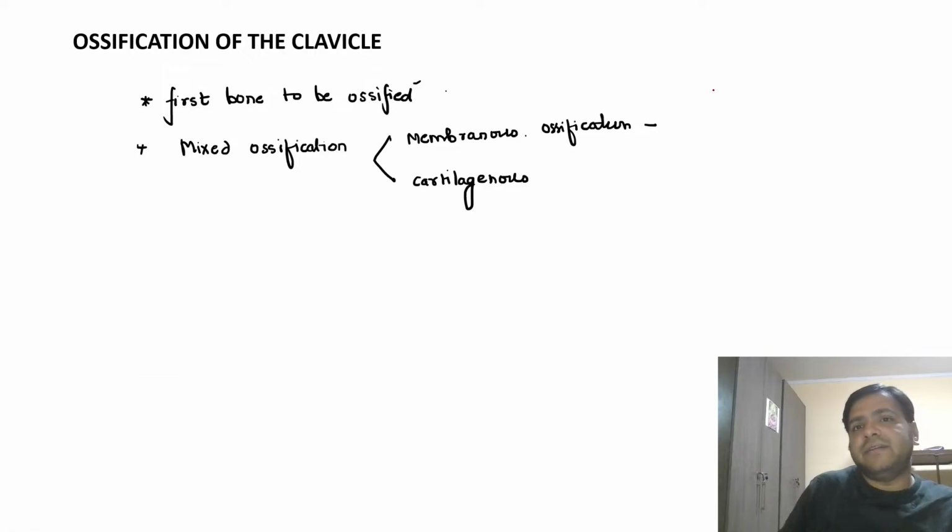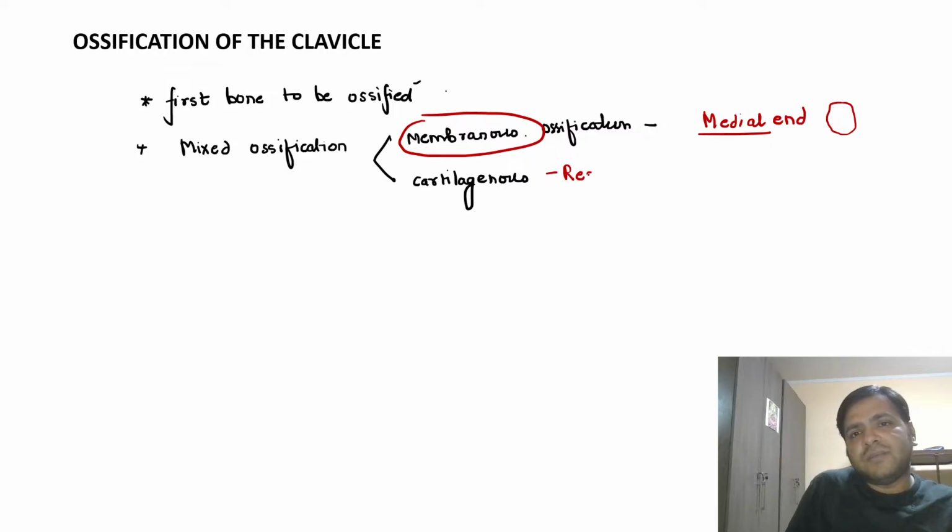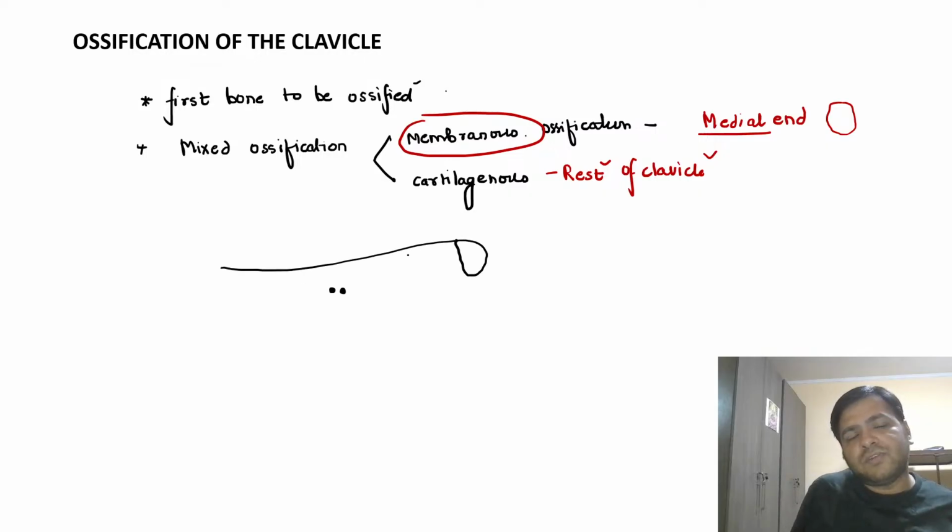The medial end, it basically ossifies in the membrane. Remember the medial end, which is quadrangular or circular in shape, it ossifies in the membrane, where the rest of the clavicle, it basically ossifies in the cartilage, right? Now, it is the only bone which is having two centers in the shaft, right? So remember.